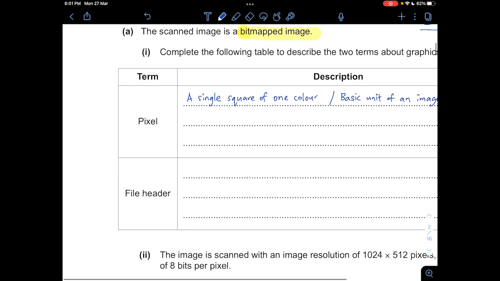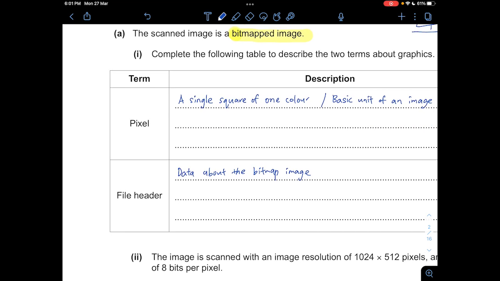Okay, moving on to file header. So file header is basically where all the data about the bitmap image is stored. So what kind of data will be stored in a bitmap image? Let's say for example, there'll be one example that you can use, which is date taken. So date taken would be an example of the data that will be stored in the file header. Okay, so this is basically where all the data related to the picture will be stored.